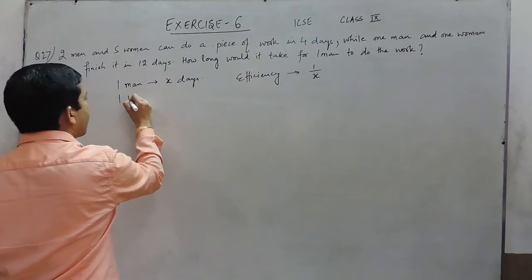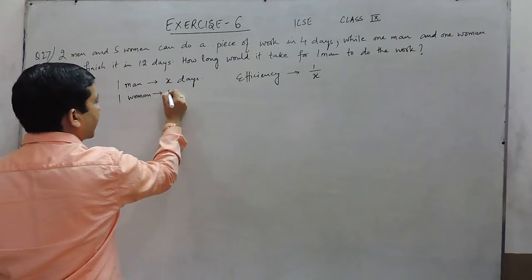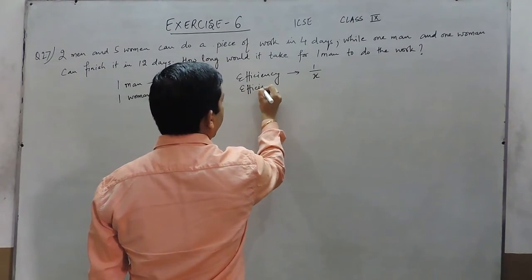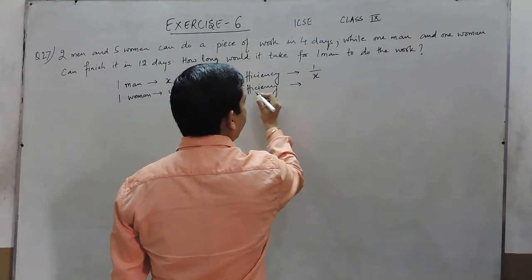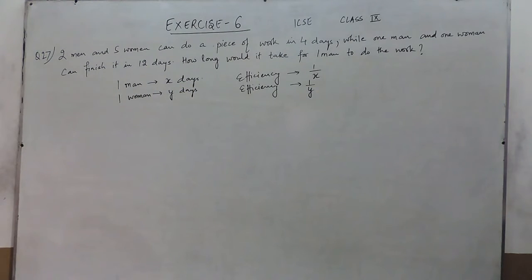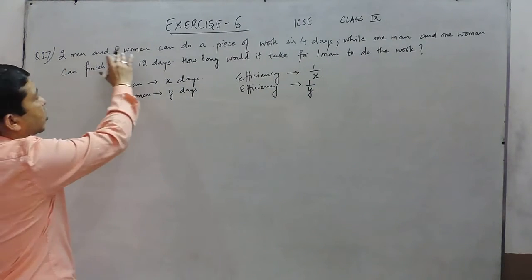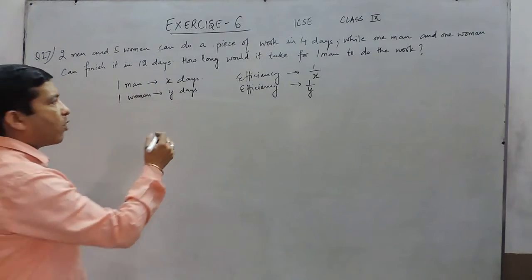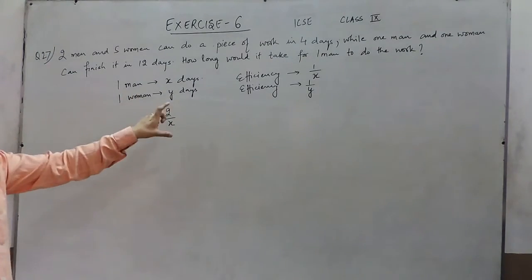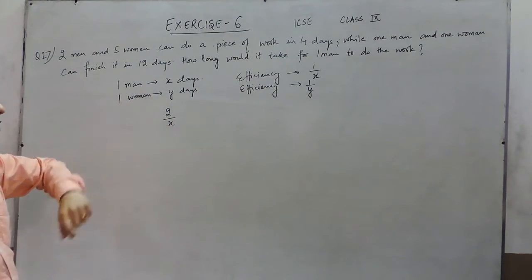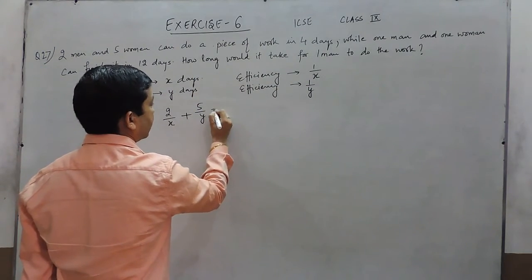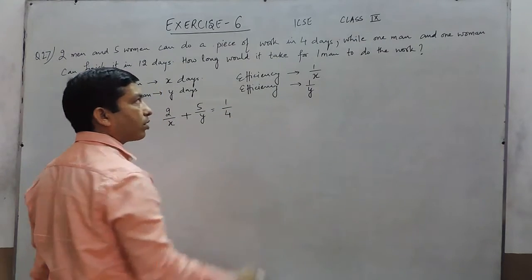Same way, suppose one woman can complete a work in Y days. So the efficiency of a woman, or we can say the woman can complete in 1 day, is 1 upon Y of the work. So when it is given 2 men and 5 women can do a piece of work in 4 days, that means 2 upon X, because 1 man's efficiency is 1 upon X, so 2 men's efficiency will be 2 upon X, plus 5 women means 5 upon Y, is equal to 1 upon 4.